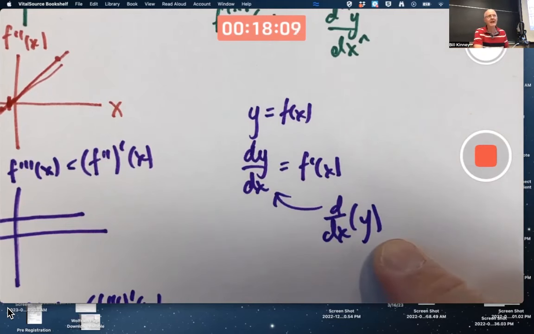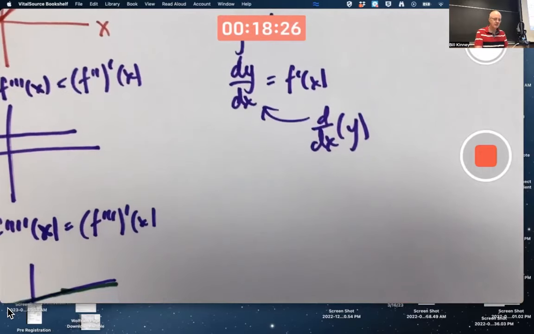When you write it this way, you think of this d dx as being what's called an operator, telling you to take the derivative with respect to x of whatever function of x that you have there. Now, you don't see an x there, but it's assumed y is a function of x.